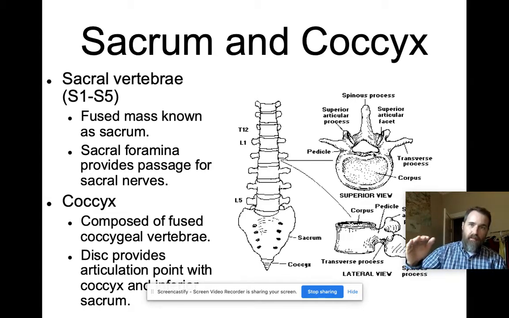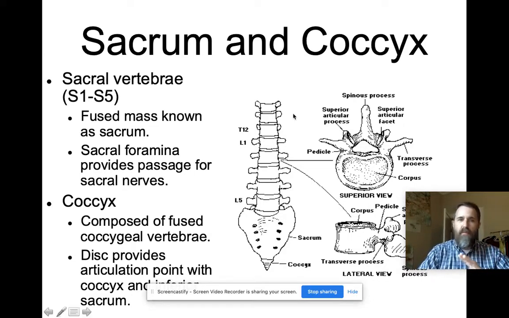Cervical, thoracic, lumbar, sacral, coccyx. Your sacral vertebrae are fused together in a single structure known as the sacrum. This is the centermost, the medialmost portion of your pelvis. So your hip bones attach medially at the sacrum. There are generally 4 or 5 fused vertebrae within the sacrum. There are holes in the sacrum through which nerves enter and exit. These are known as the sacral foramina.